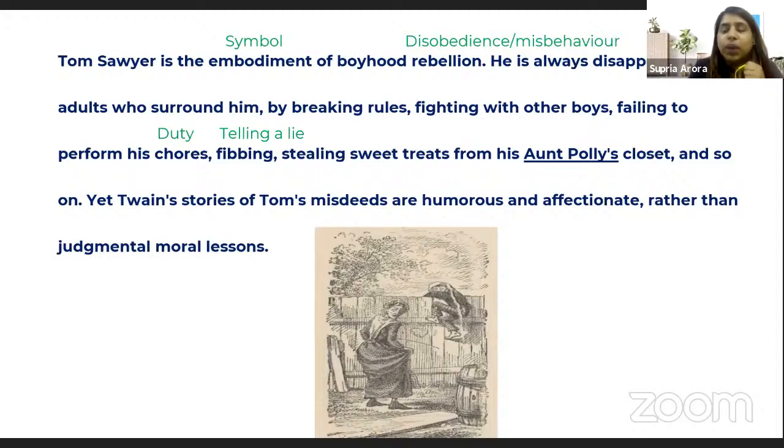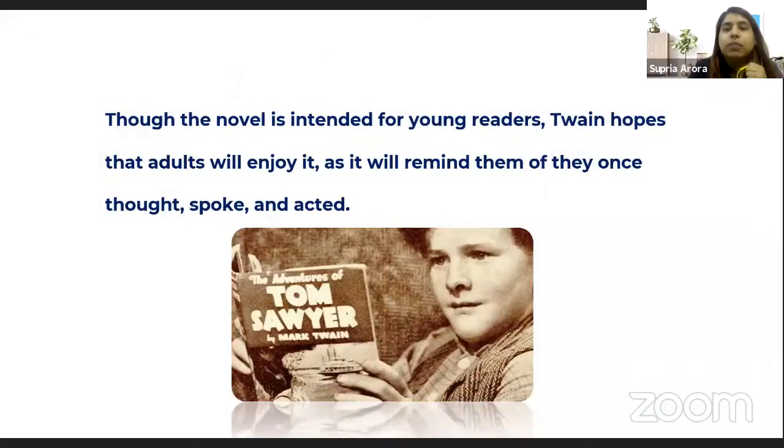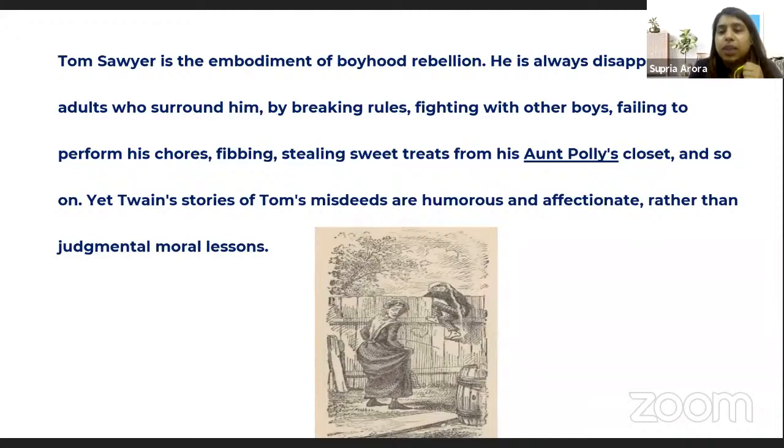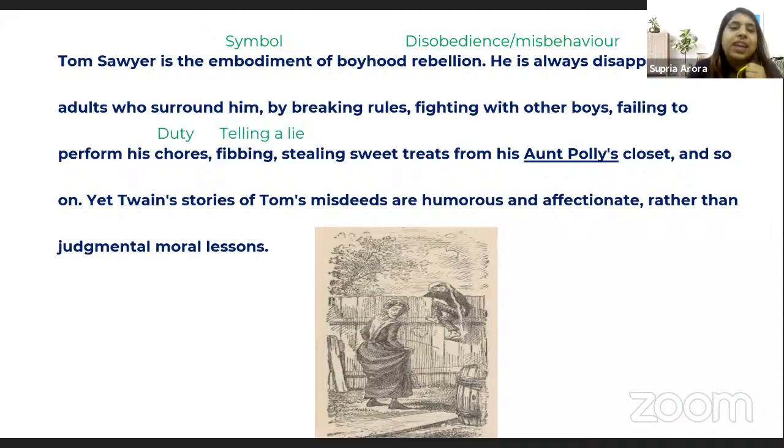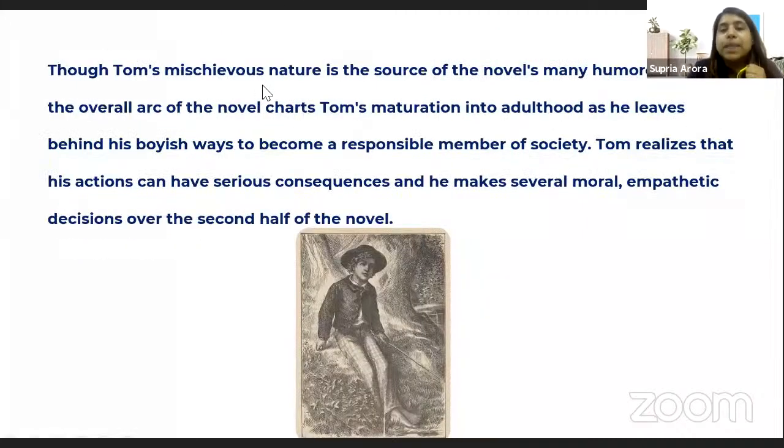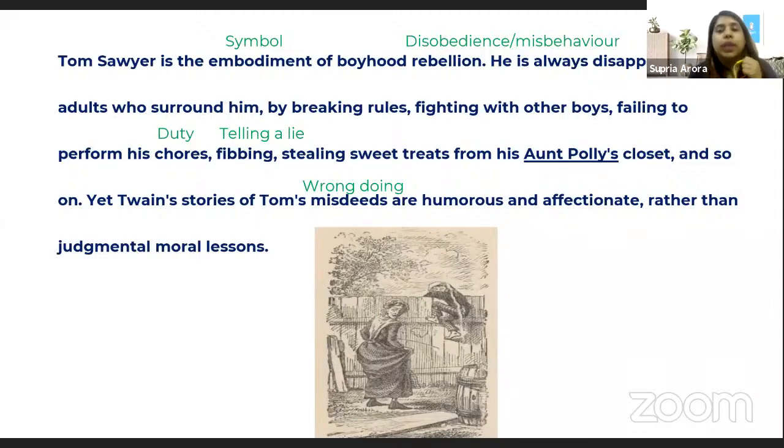Now, quickly, guys, tell me what is the meaning of embodiment? Now you know the meanings. Write in the chat box. Symbols. Very nice. Next, rebellion. What is the meaning of rebellion? Quickly write in the chat box. Revolt. Okay. Misbehave. Very nice. What is the meaning of chores? All of you. Duty. Great. What is the meaning of fibbing? Lie. Great, guys. Now, what is the meaning of misdeeds? Can anyone tell me the meaning of misdeeds? Wrongdoing. Correct. Wrong work. Right, all of you. Great.